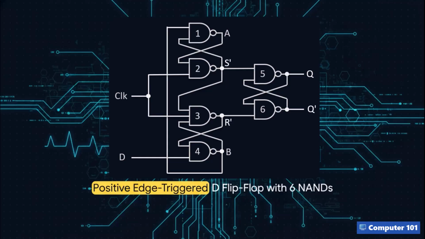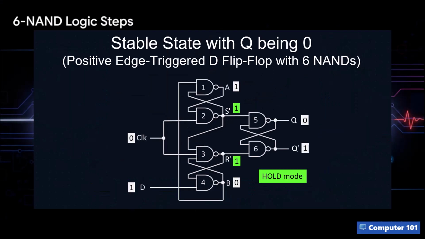That's gates 1 through 4. These front gates act as your steering and control logic. Then right over on the right-hand side, gates 5 and 6 form that classic cross-coupled structure. That right there is your memory core, the latch that actually holds onto your Q and Q' outputs. All right, let's step through exactly how this operates gate by gate.